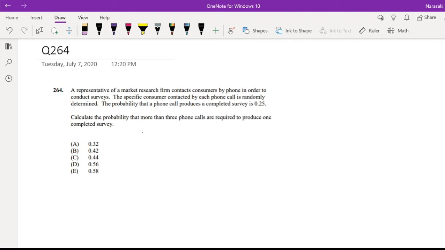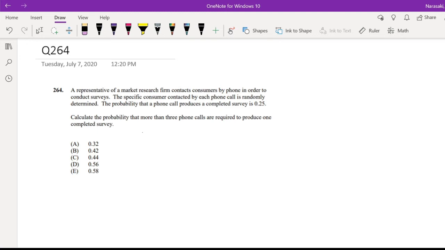The question asks, a representative of a market research firm contacts customers by phone in order to conduct surveys. The specific consumer contact by each phone call is randomly determined. The probability the phone call produces a complete survey is 0.25. Calculate the probability that more than 3 phone calls are required to produce 1 completed survey.